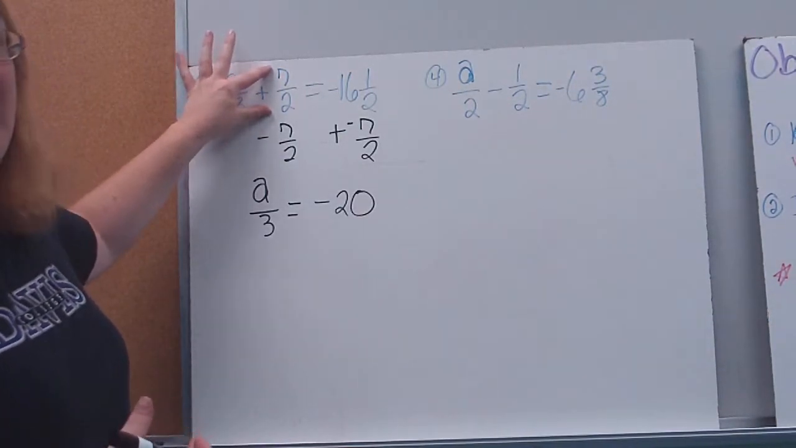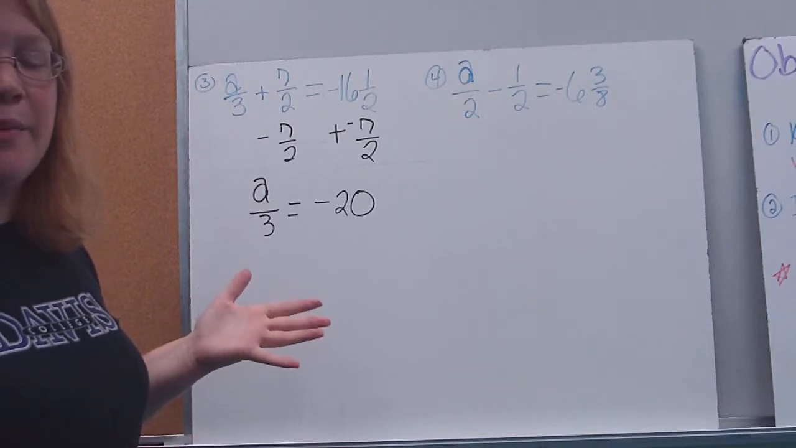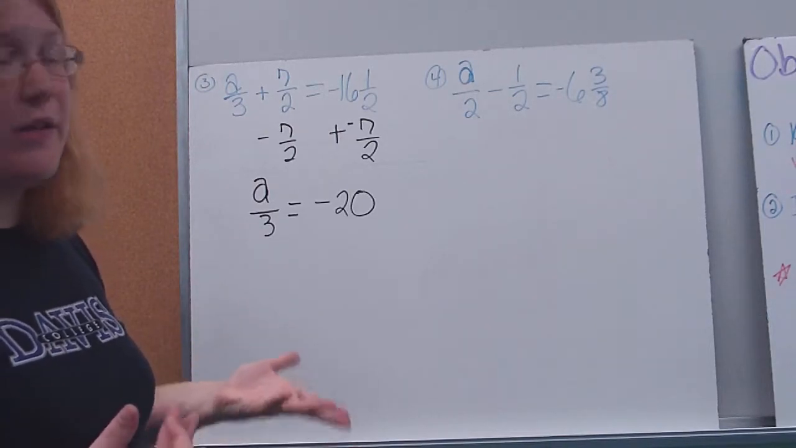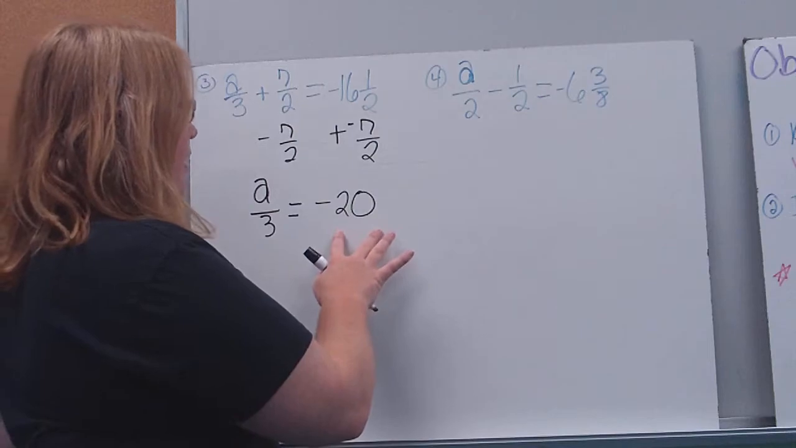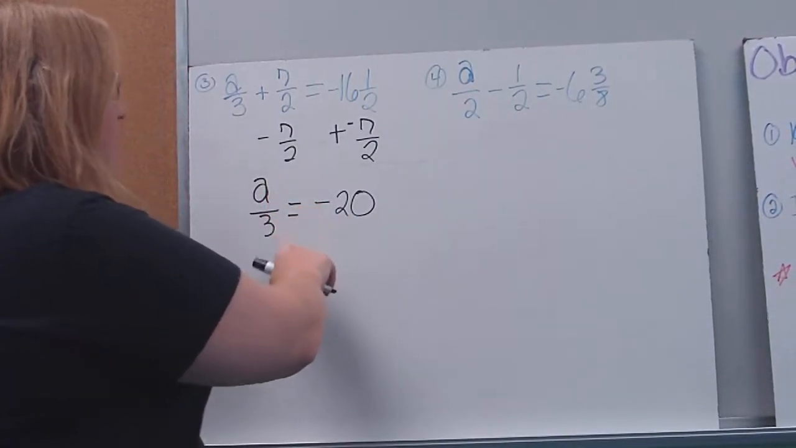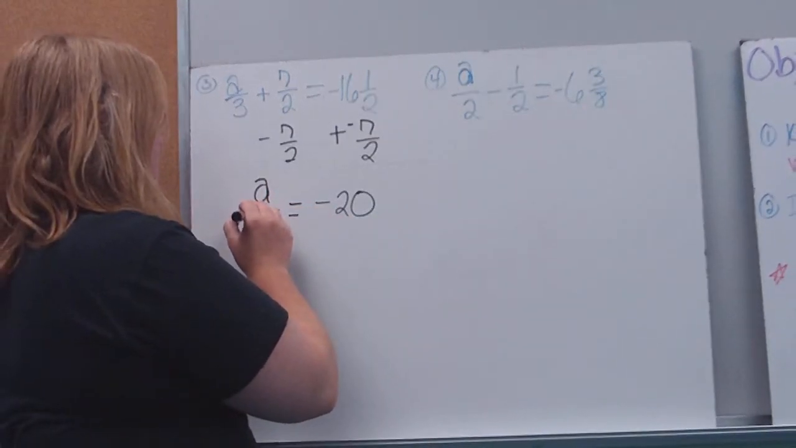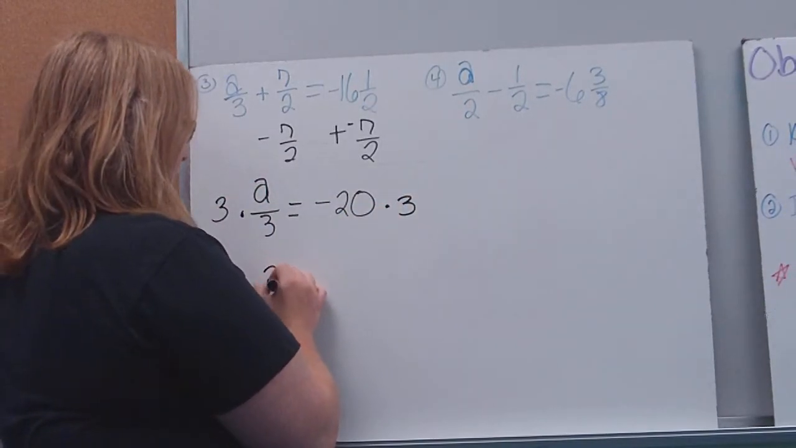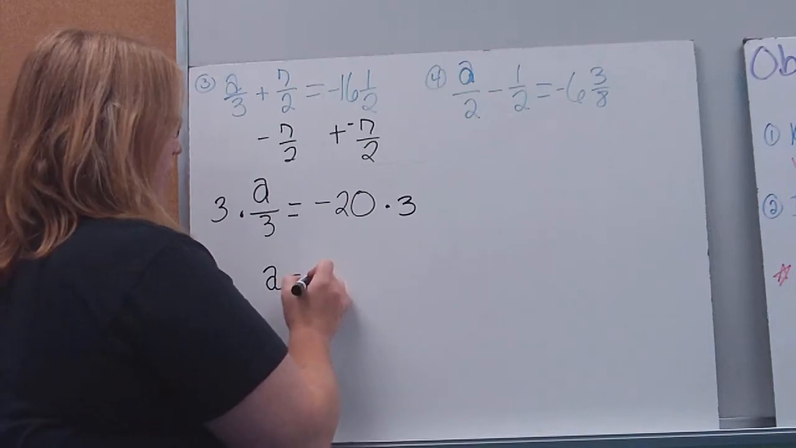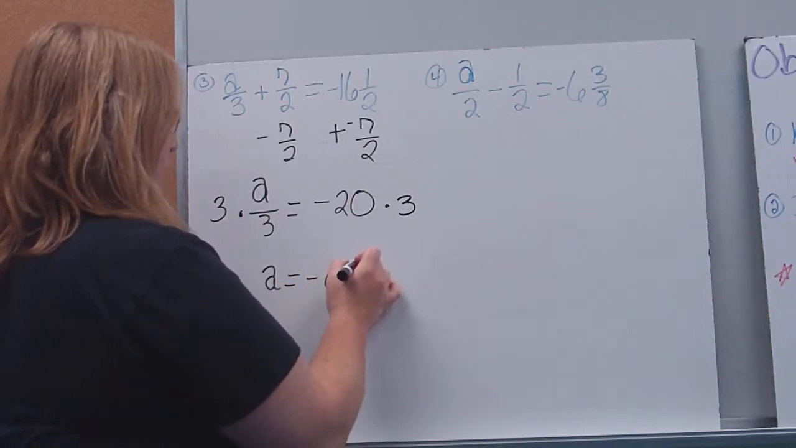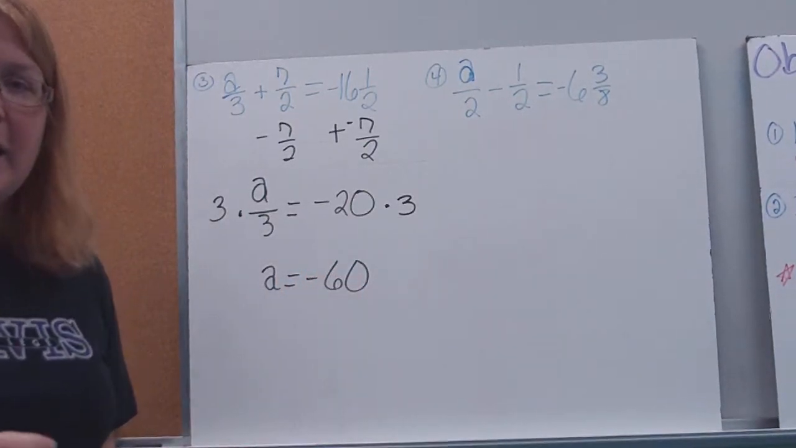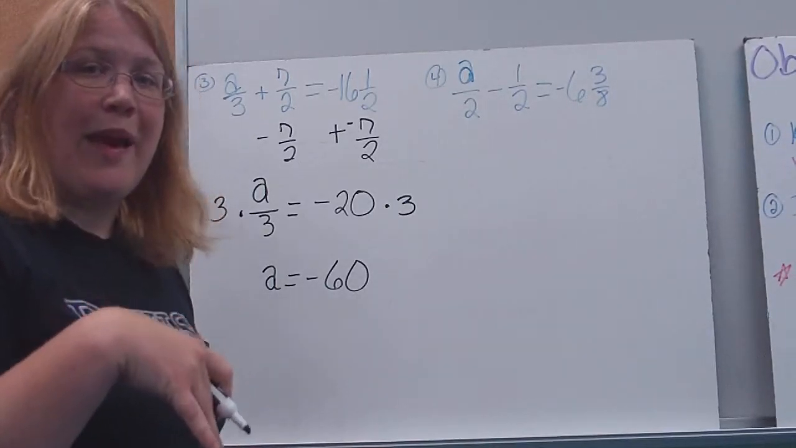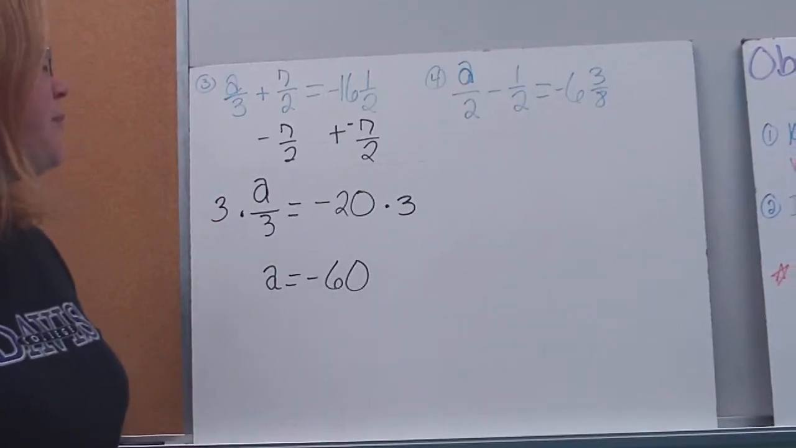What you'll notice is the 7/2, we could have rewritten it as a mixed number, but we don't have to. So here I now have a whole number. I have a divided by 3. How do I undo division? I undo that by multiplying. So I'm left with a on this side. Negative 20 times 3 is negative 60. And again, always go back, plug it back in, check your answer.